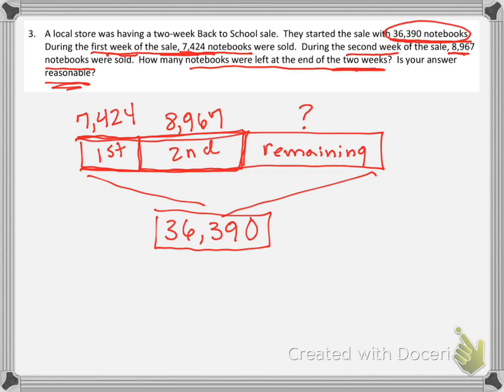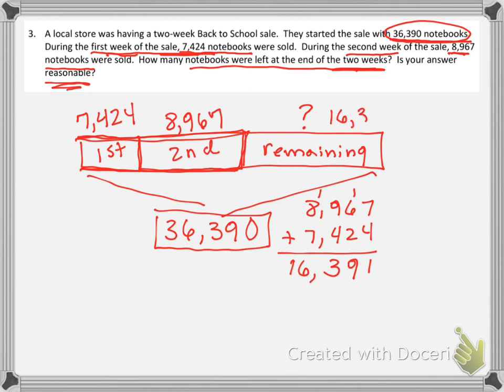So we have 8,967 plus 7,424. And we start with the ones. 7 plus 4, 11, carry the 1. And this 1 plus 6 plus 2 is 9. 9 plus 4 is 13. Put the 3, carry the 1. 1 plus 8 is 9, plus 7 is 16. So 16,391 is the missing value.